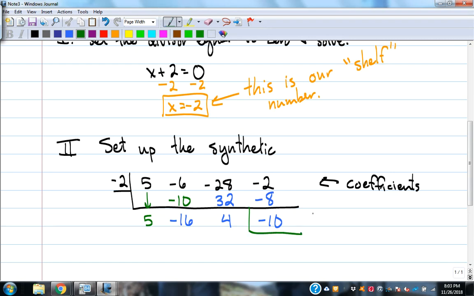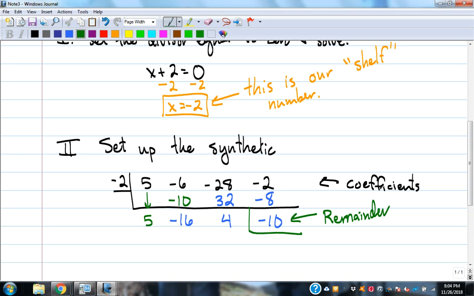This is your remainder. The negative 10 is your remainder. So the way it works, you drop the first one down, and then you multiply, get that next place, add. Multiply, get that next place, add. Multiply, get that next place, add. The last piece is always going to be your remainder. That last term is always your remainder.